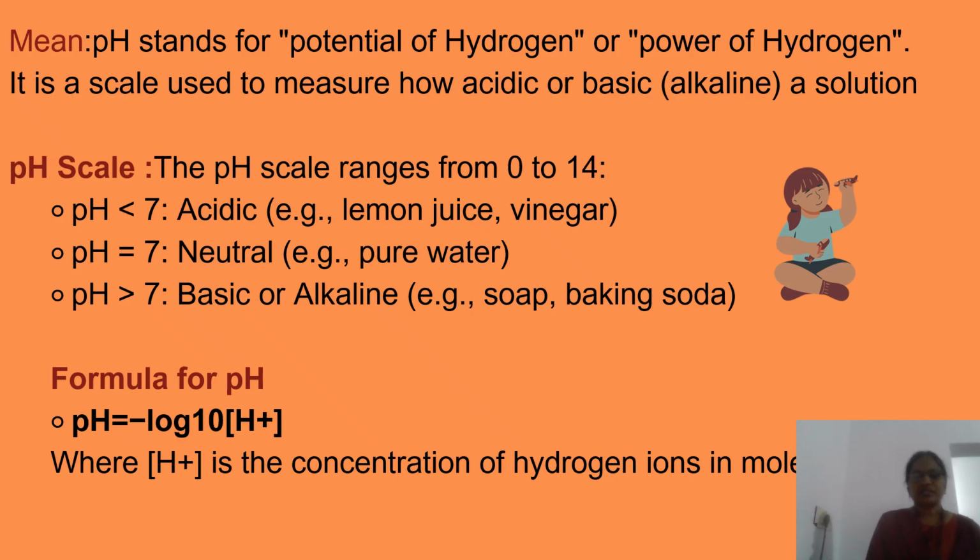The formula for pH is that pH is represented as the negative logarithm of the H+ ion concentration. Here H+ represents the concentration of hydrogen ions in moles.